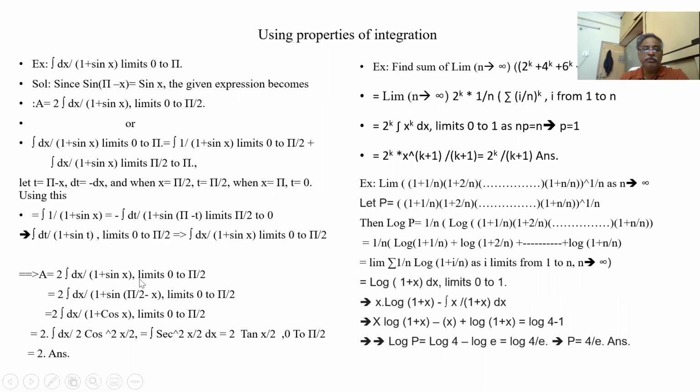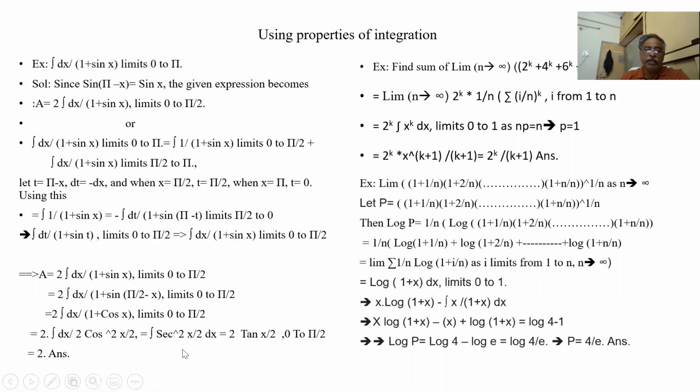So 2 into integral 0 to pi by 2. Now if I substitute pi by 2 minus x, this is 1 by 1 plus cos x. 1 plus cos x can be written as 2 cos squared x by 2 minus 1. So the 1 gets cancelled, leaving 2 cos squared x by 2. The 2 gets cancelled, so the integral is secant squared x by 2, which is tan x by 2 into 2, limits 0 to pi by 2. I am getting the answer 2.